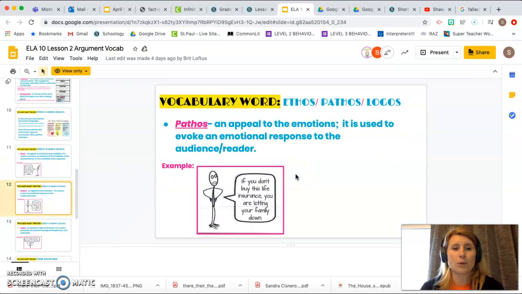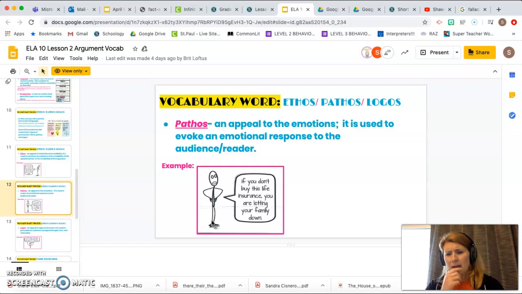The next one, oopsies, pathos, an appeal to your emotions, to your feelings. This one you might want to put the heart by. It's used to evoke an emotional response for the audience. So here, take a look at this guy again. Here he says this: "If you don't buy this life insurance, you are letting your family down."